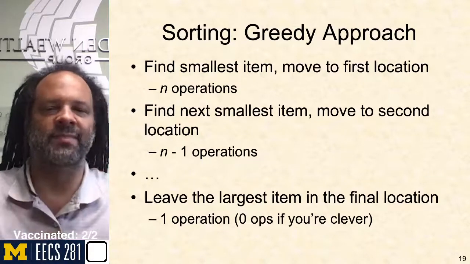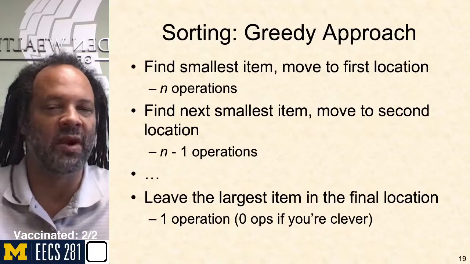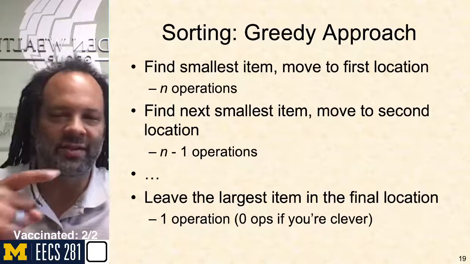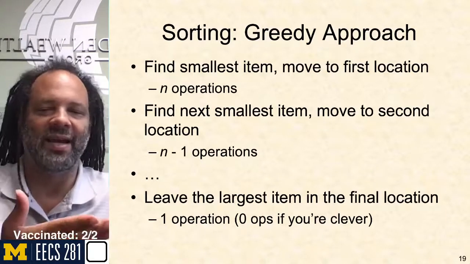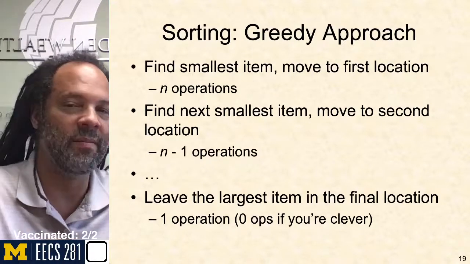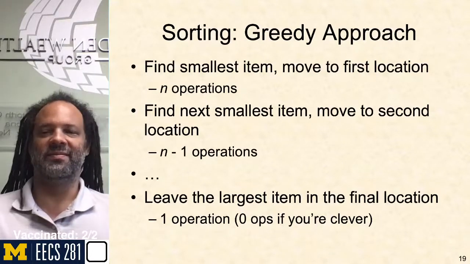Next, I'm going to find the next smallest item. Move that one to the second location. Well, now there's 1 fewer card to look at, so that's n-1 operations. And then n-2 operations and so on. Lastly, I just leave the largest item in the final location because all the other n-1 items have been put where they belong. Hopefully, that sounds familiar.